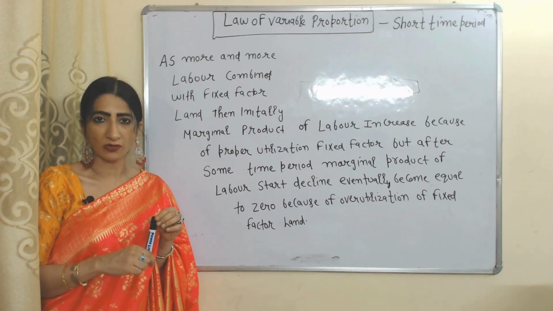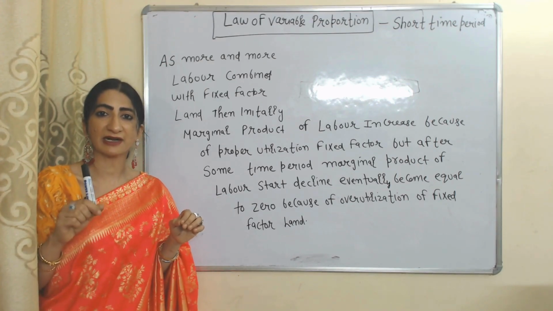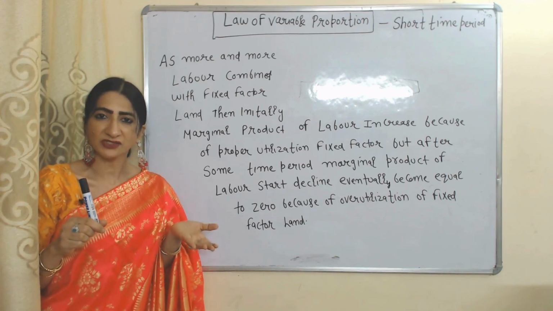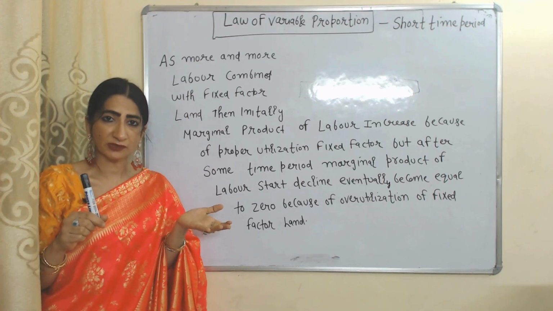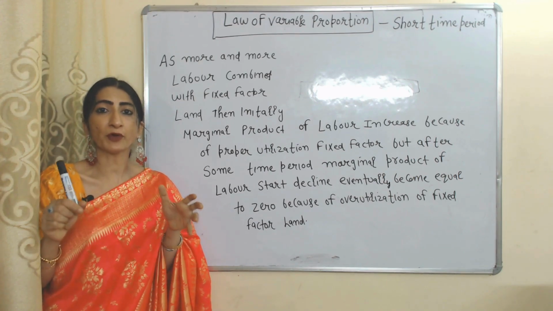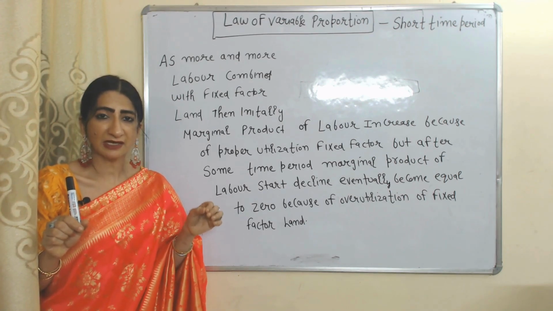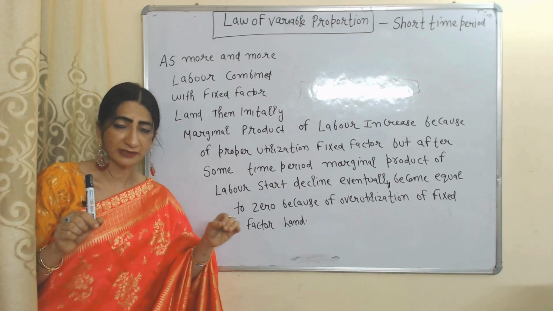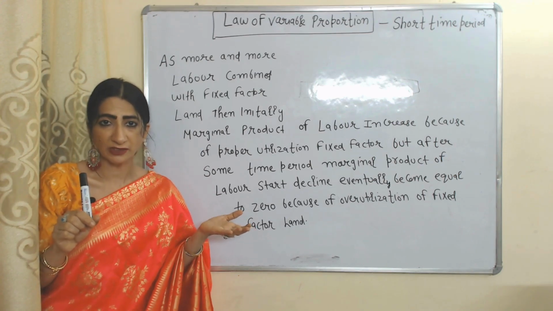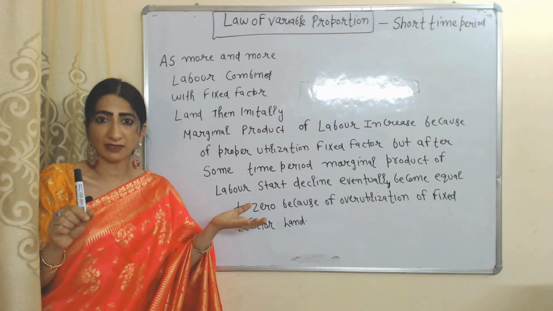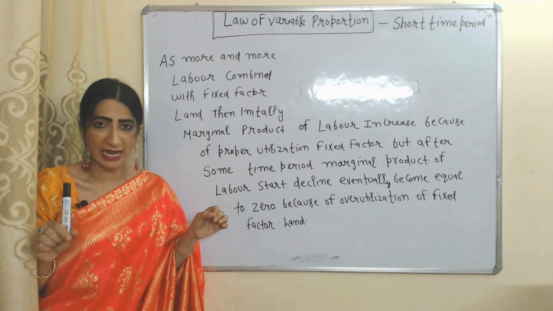According to this law, as more and more units of labor are combined with the fixed factor land, initially the marginal product of labor increases. But why does the marginal product of labor initially increase? Because of proper utilization of the fixed factor land. But after a certain time period, the marginal product of labor starts declining and eventually becomes zero. But why does the marginal product of labor start declining and become zero? Because of overutilization of the fixed factor land.